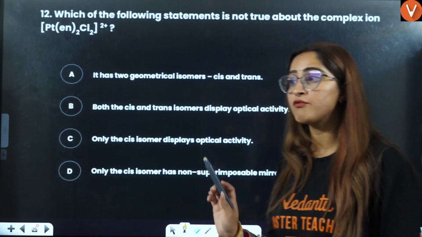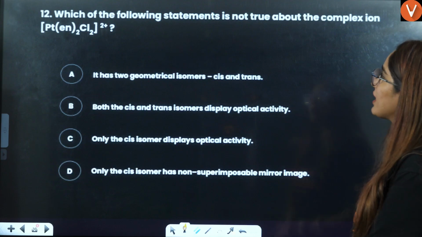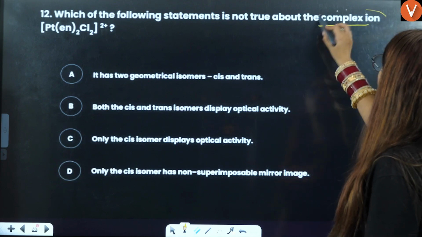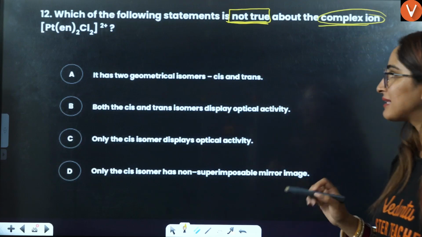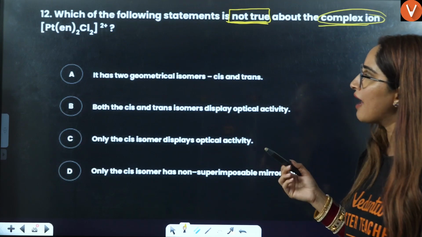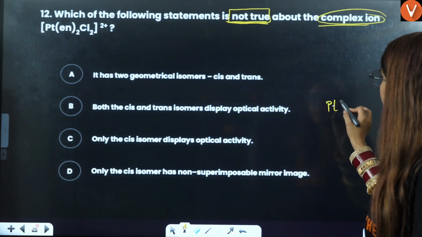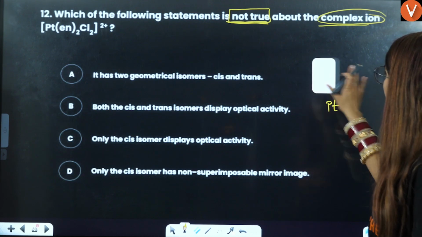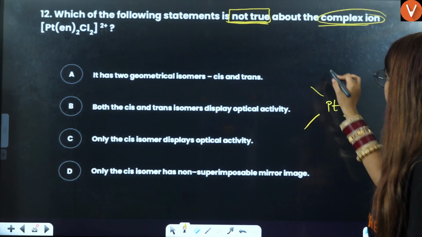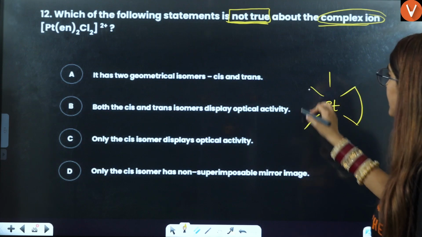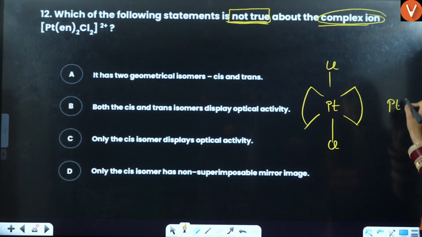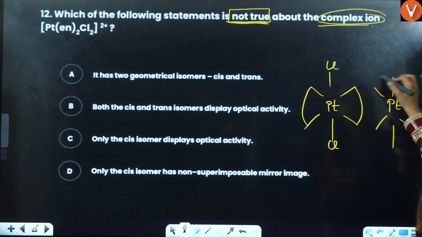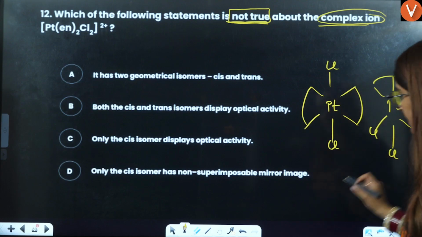But I would say you need to have knowledge about it. Which of the following statements is not true about the complex? Here is where you can get stuck. The statements are about a complex like Pt(en)Cl2, basically an octahedral species. It can be formed with Cl and Cl trans, and one cis you can also form, that is en here, Cl here, Cl here.